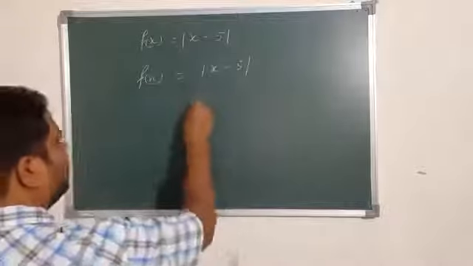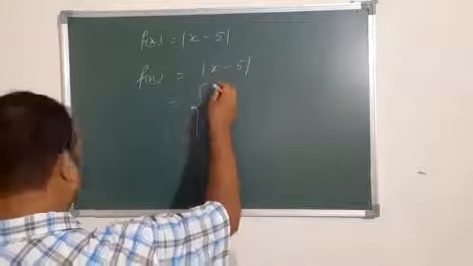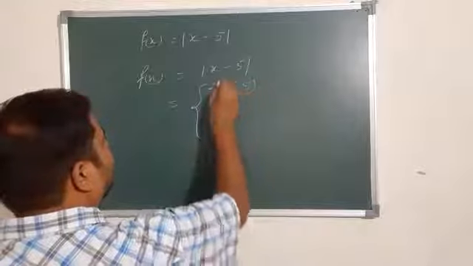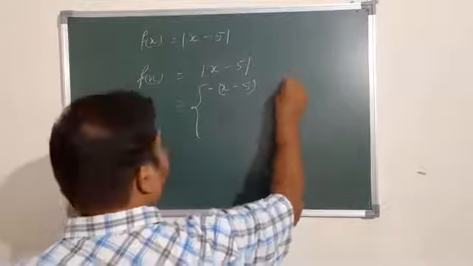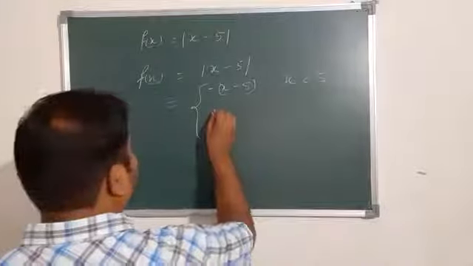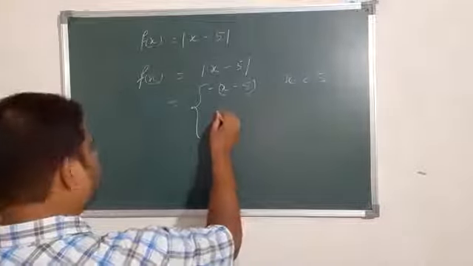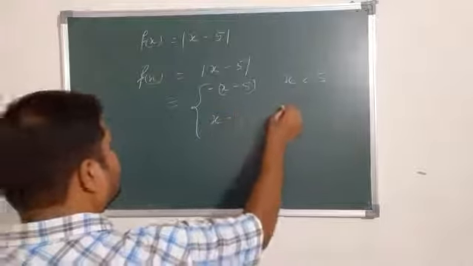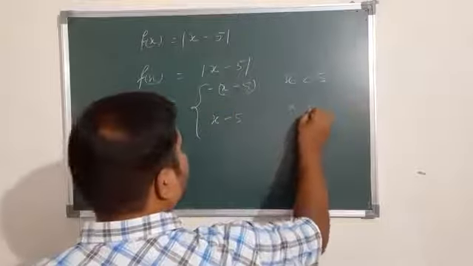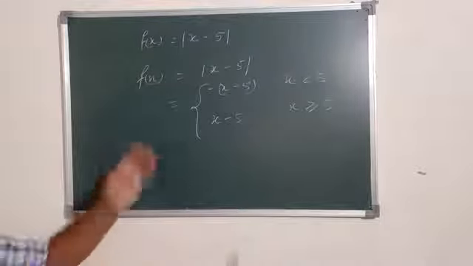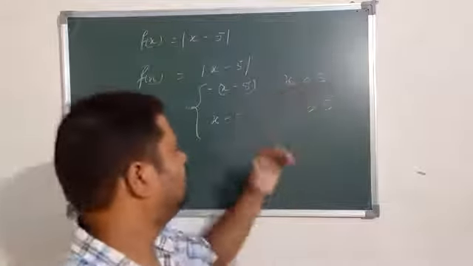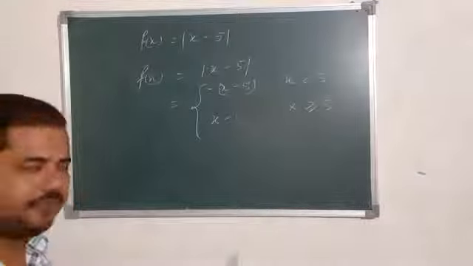So, if we redefine it, it is minus of (x minus 5) if x minus 5 is negative, that means x is less than 5, and x minus 5 if x is greater than or equal to 5. So this is the definition of the mod function. Now we find LHL and RHL. We shall discuss the continuity at x equal to 5. Then we can say this is continuous everywhere.